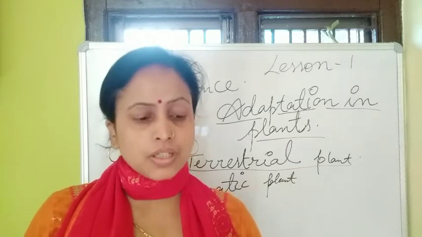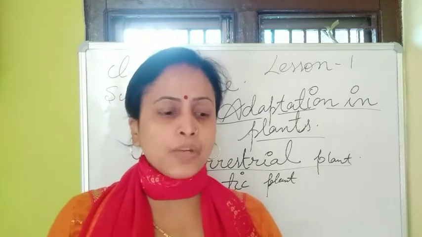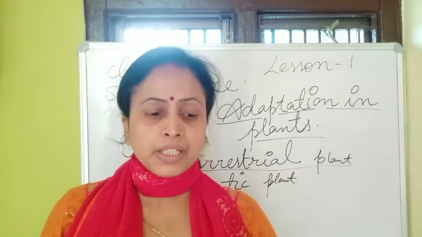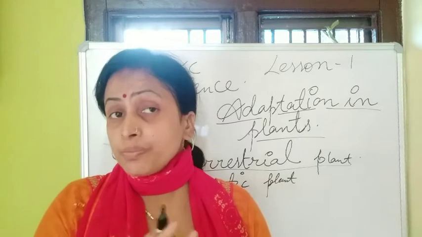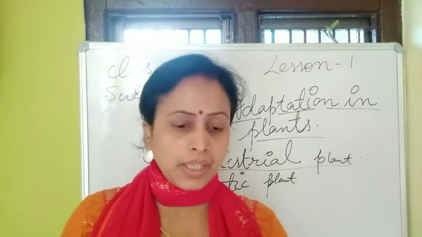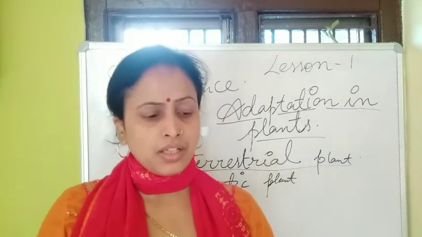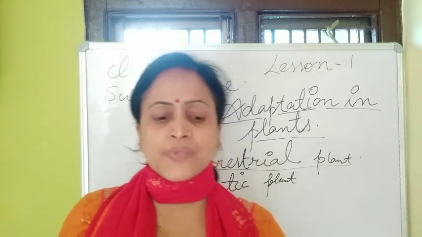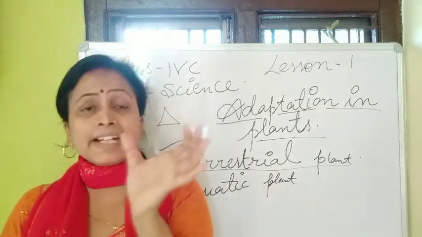Marshy area means what? A marshy area is a low-lying land which is flooded in the wet season or at high tide. It typically remains waterlogged at all times, which means water is available in that area. Here the soil is very sticky and clay.